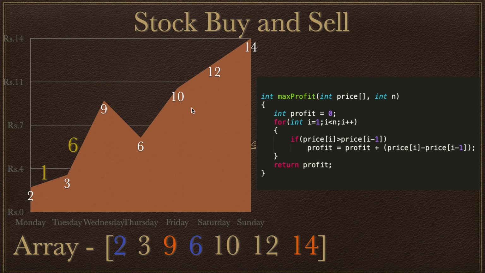Now again, when my price of i is 10, which is greater than the previous price, my profit will be added here. Here my profit will be 10 minus 6, which is 4. 12 minus 10, 2. 14 minus 12, 2. So as a result, at the end of my loop, my profit will be 6 plus 1 plus 4 plus 2 plus 2. In this case it will be 15. So my total profit comes out to be 15.